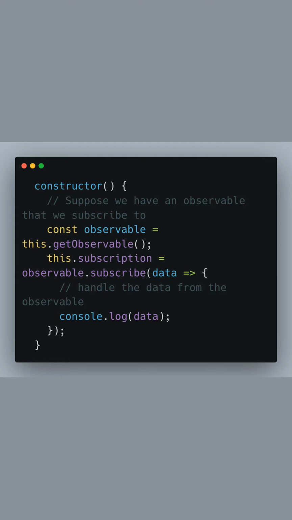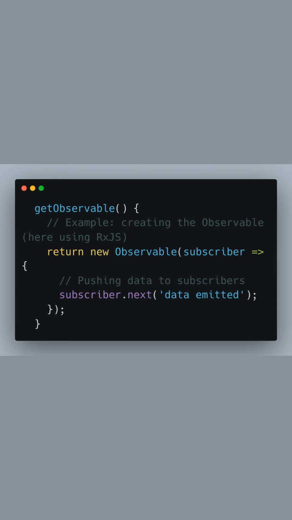We immediately subscribe to this observable, passing a function that handles the emitted data, in this case simply logging it to the console. The subscription is then assigned to the subscription property we declared earlier. The getObservable method is an example of creating an observable using RxJS. This function returns a new observable which, when subscribed to, pushes a string of data to its subscribers.